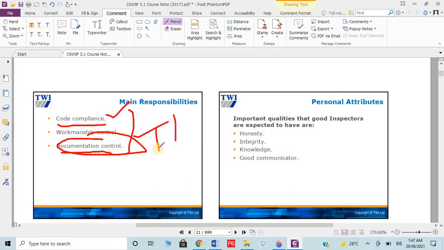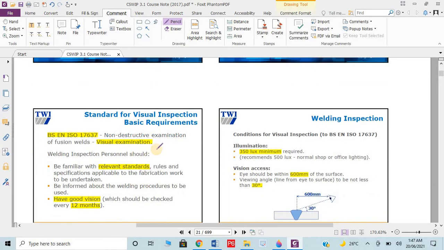That's why document control is quite important, along with ethics, honesty, integrity, knowledge and good communication skills. So remember, for the welding inspector, visual inspection is quite important. For this visual inspection, ISO 17637, the International Organization for Standardization code, is normally considered, and it's for visual inspection.